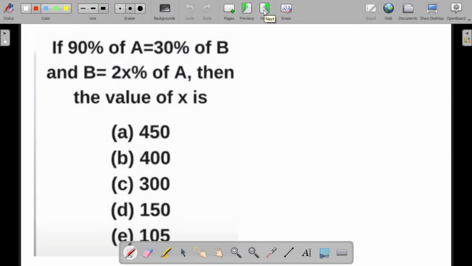Okay, next question, do it fast. If 90 percentage of A equal to 30 percentage of B, and B equal to 2X percentage of A, then find the value of X. Do it fast. Please mention the answer in the chat box.